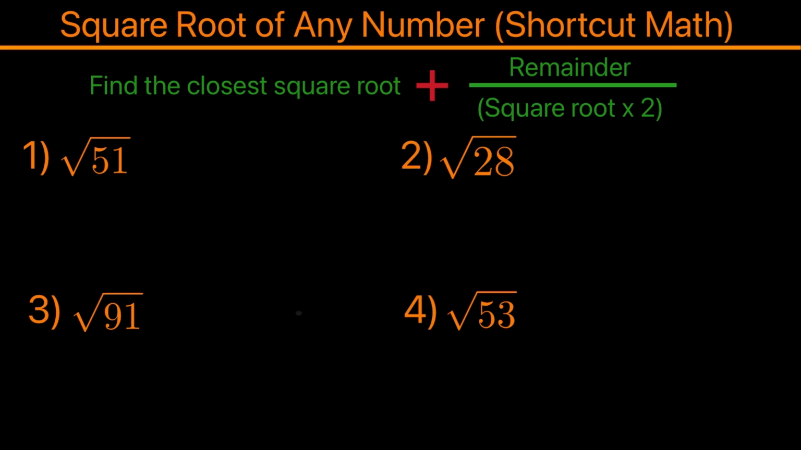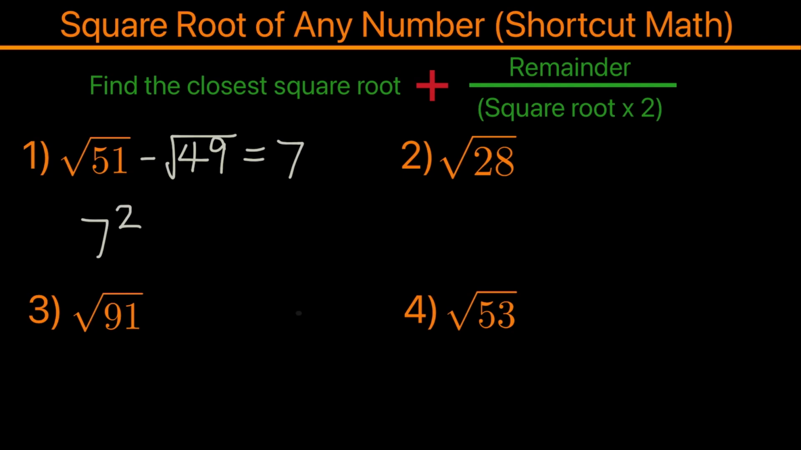For the first one, we have the square root of 51. So the first thing we want to do is find the closest square root. The closest square root to 51 would be 49, because the square root of 49 is 7. And so we will place a 7 here. And then we'll look at the difference between 51 and 49. And there's 2 remaining. So we'll just place a little 2 here.